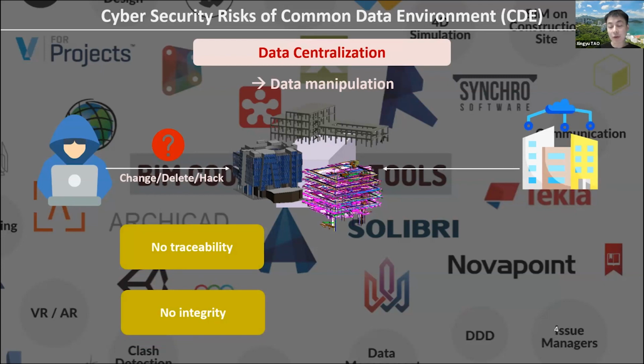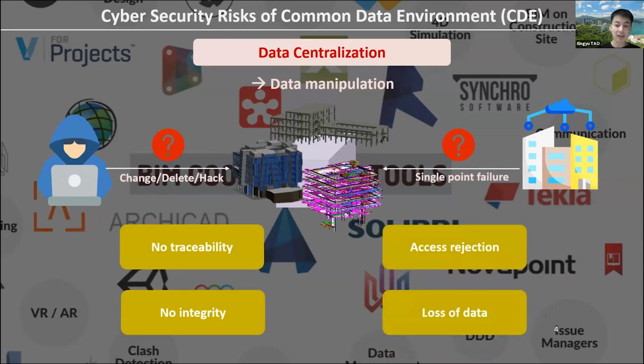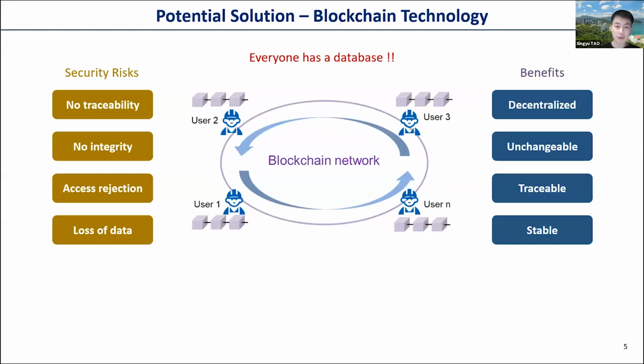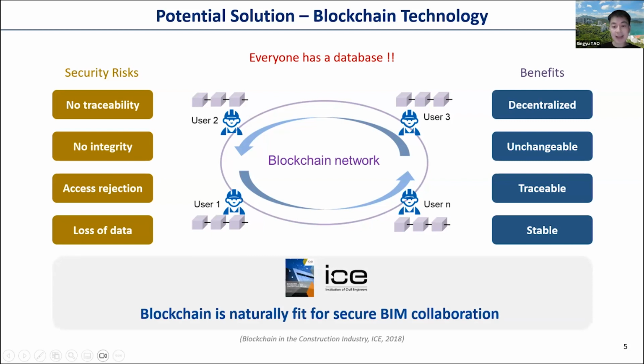And if you rely all the data on one administrator or one third-party vendor, a single point of failure will result in access rejection or loss of data. So we know that blockchain provides decentralized or distributed data storage, and all the data in the blockchain is unchangeable, traceable, and stable. So blockchain shows potential to solve the mentioned cybersecurity risks. The IEC report has suggested that blockchain is naturally fit for secure BIM collaboration.